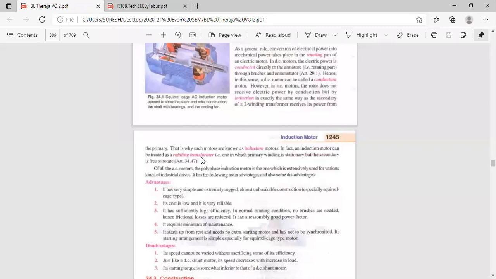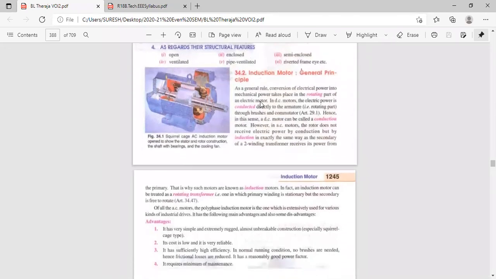That's why it is called a rotating transformer. The principle is the same, but in a transformer there is no rotating part. In an induction motor there is one rotating part, the secondary winding. The rotor is rotating, that's why it is called a rotating induction motor. A three-phase induction motor is called a rotating transformer. This is the principle in a transformer: mutual induction.